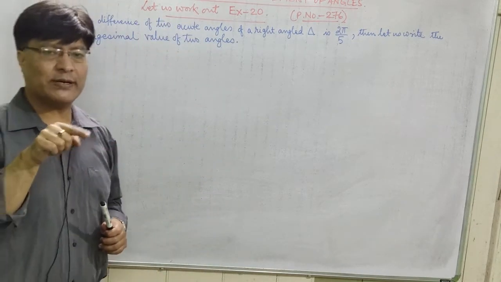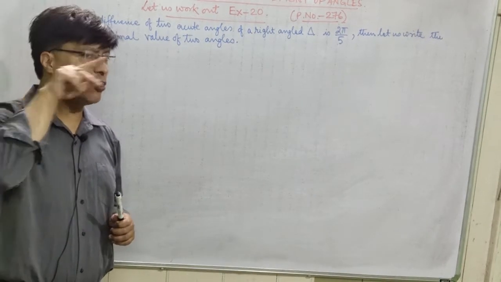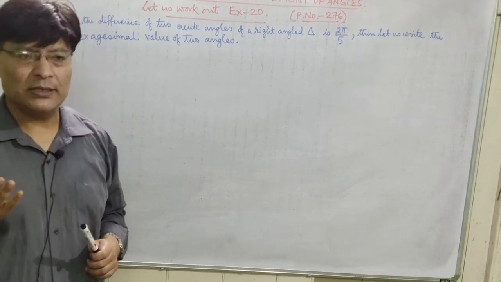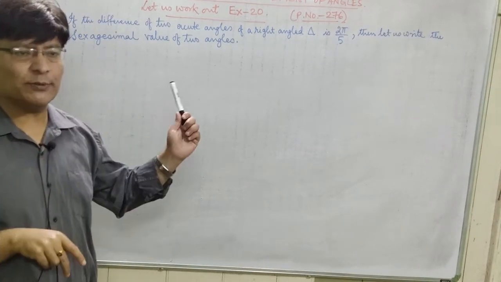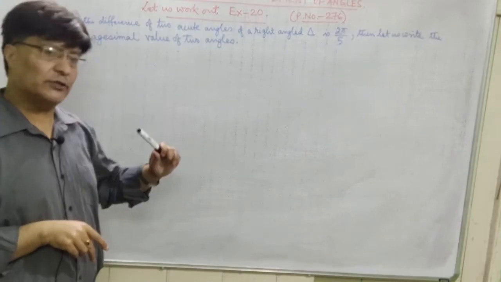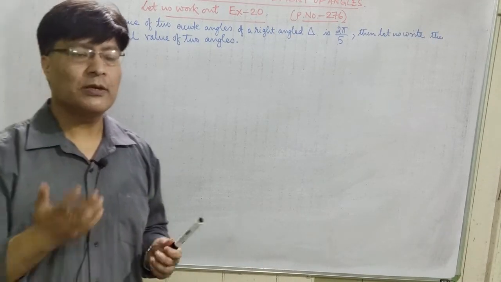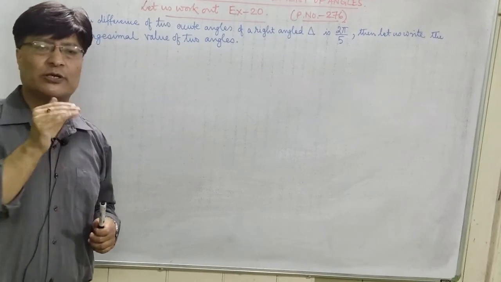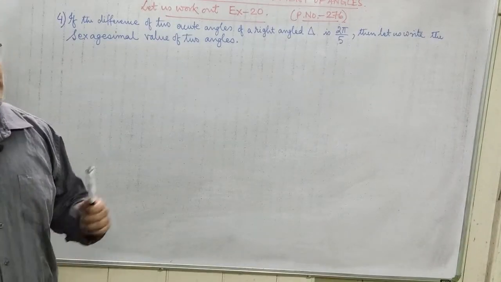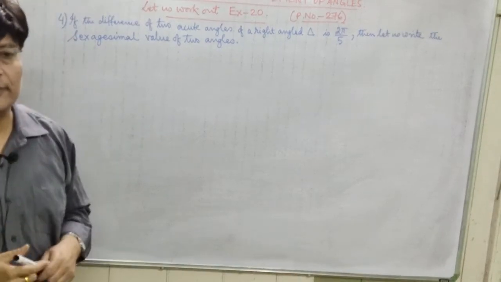So, you have a right angle triangle, obviously you have an angle of 90 degrees. And you have two acute angles. The difference of the two acute angles is 2 pi by 5, given in terms of radians. So you have to find those two angles in terms of the sexagesimal system, that is, in terms of degrees.